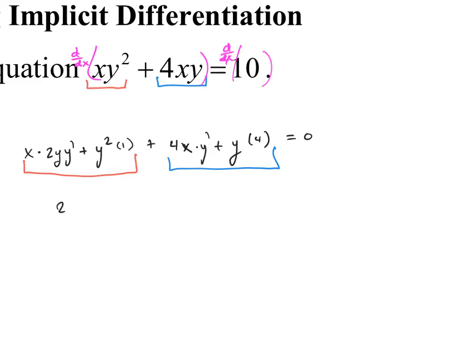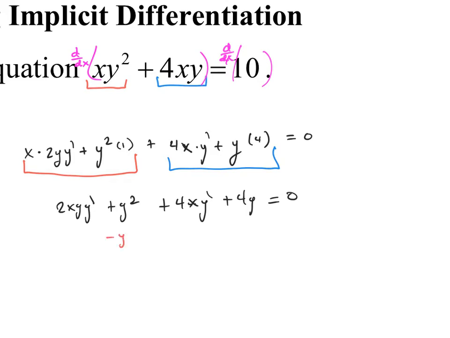This first term would be 2xy y prime plus y squared. Then I'd have plus 4xy prime. Be very careful there. Plus 4y, and that equals 0. Again, the whole point of this is solve for y prime. So everything we can on the left with a y prime, we're going to keep on the left. Everything else, we're going to move to the right.